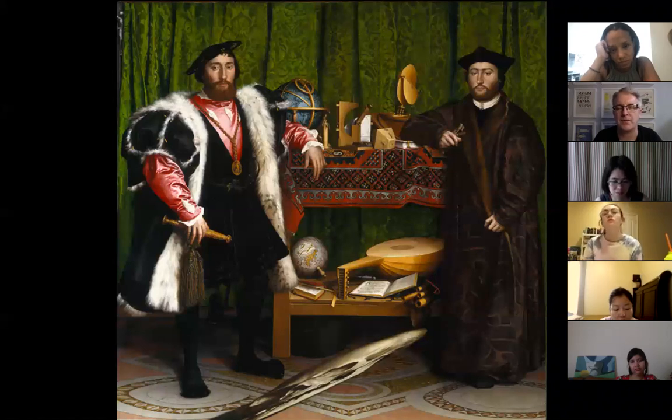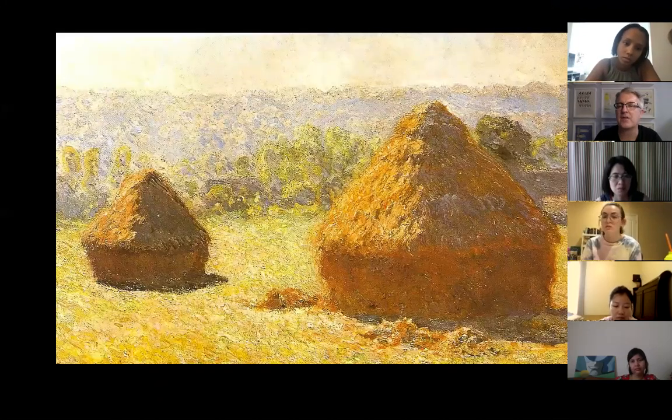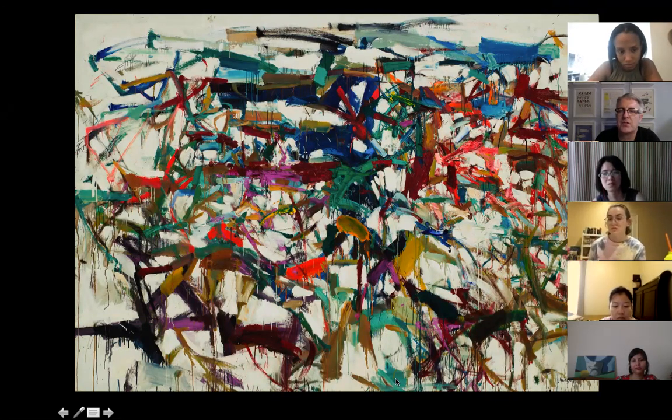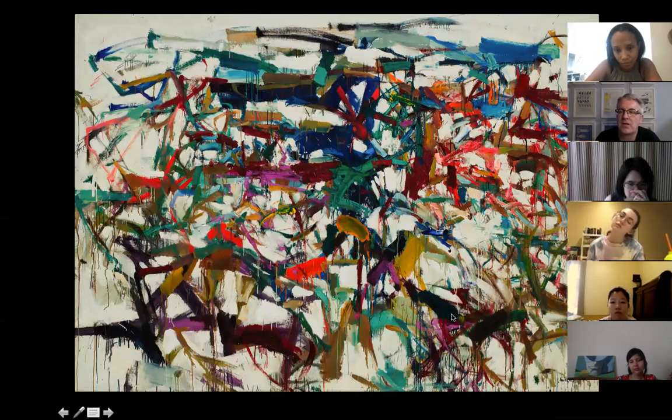So Holbein fully understands perspective and is using it here. Monet does too. He's not using it in any obvious way, but he fully understands perspective. Joan Mitchell isn't using it in any traditional way, but she's conscious of perspective. For example, notice how that brushstroke is wider here and narrower here. So she's very consciously thinking of those kinds of brushstrokes as moving into the space of the painting.